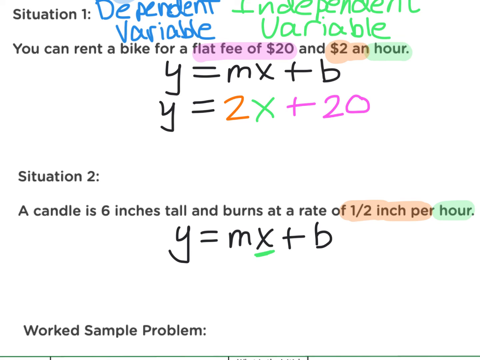So that means that the rate of change is not just going to be 1/2, it's going to be a negative 1/2. And it's negative 1/2 times x because it goes down, it decreases 1/2 of an inch for every hour. And then we also need the initial amount. Well, how much did the candle start out at? The candle started out at 6 inches. So that's the initial value. So the equation for this situation is y equals negative 1/2 x plus 6.